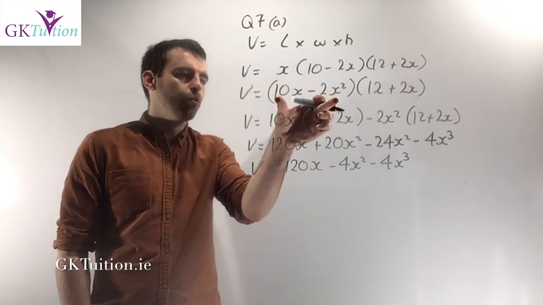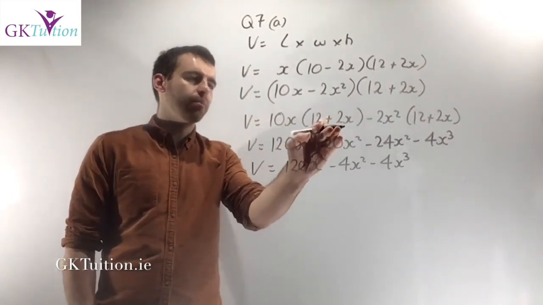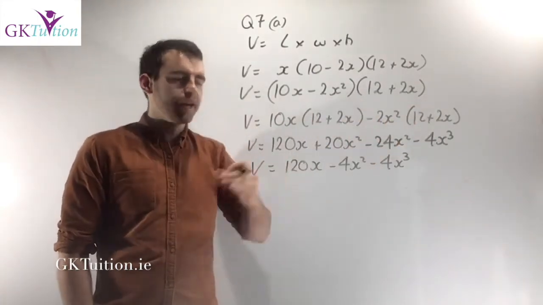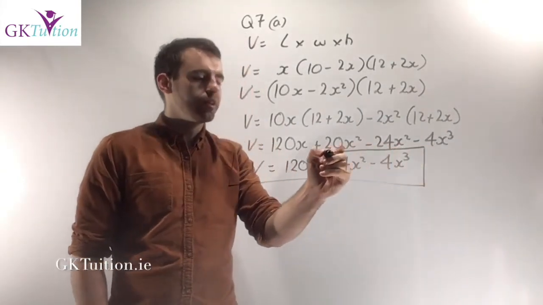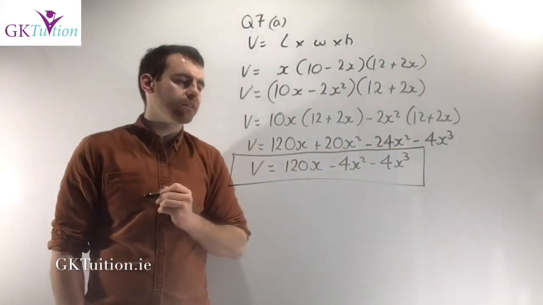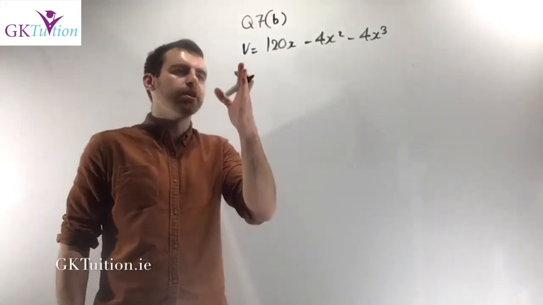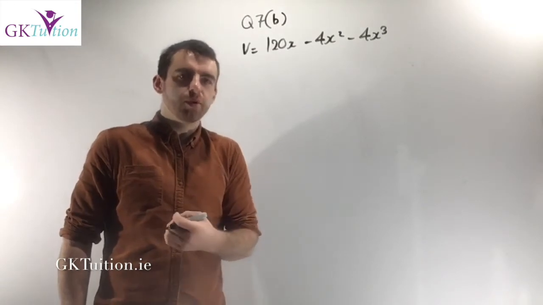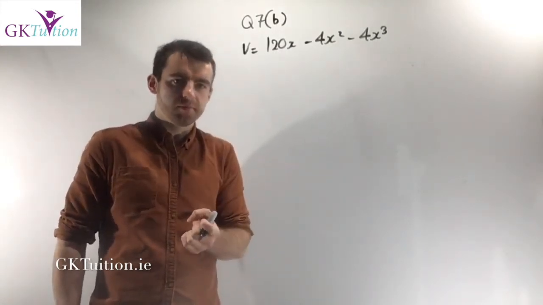I now have one bracket multiplied by another. So it's the first thing in the first bracket by the second bracket, second thing in the first bracket by the second bracket. When you multiply it out and group all your like terms, you end up with what they asked you to prove, that the volume is 120x minus 4x squared minus 4x cubed. So in part A we worked out the volume of the box is this. In part B we're asked to work out what is the value of x that will maximise the volume of the box.